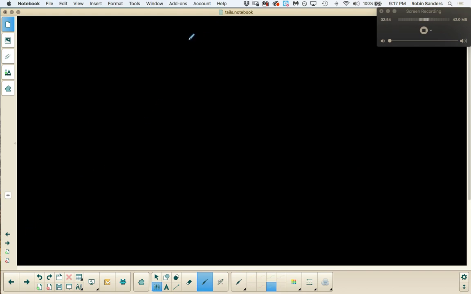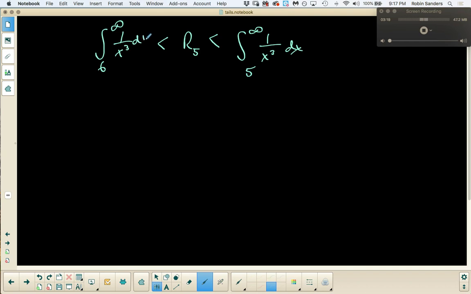So what I want to remember is that the tail for S5 is going to be trapped between the integral between 5 and infinity of 1 over x cubed dx and the integral between 6 and infinity of 1 over x cubed dx. This is because R5, the tail of the series, is a right Riemann sum for the bigger integral, and it is a left Riemann sum for the smaller integral. You can go back to the previous video for the details about why that works. Well, these two improper integrals are both ones that we can figure out in a reasonable amount of time. So let's look at what they are.